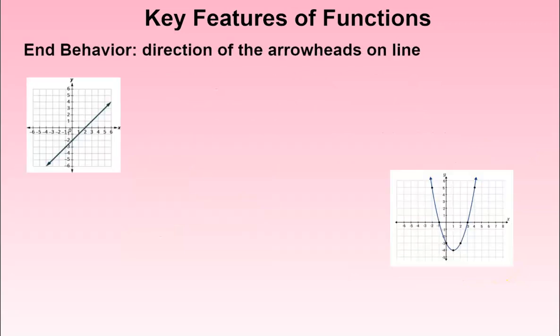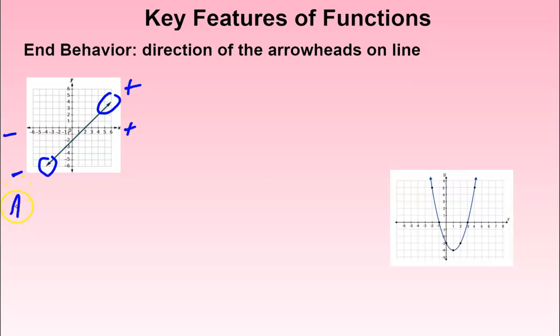And our final key feature is dealing with the end behavior. So what's happening at the end of the line on each end. So we're going to be looking at the arrowheads. So one way to think about it is here when x is increasing, what's my y doing? My y increases over here. And over here, x is decreasing. And what is my y doing? My y is going down, so that's also decreasing.